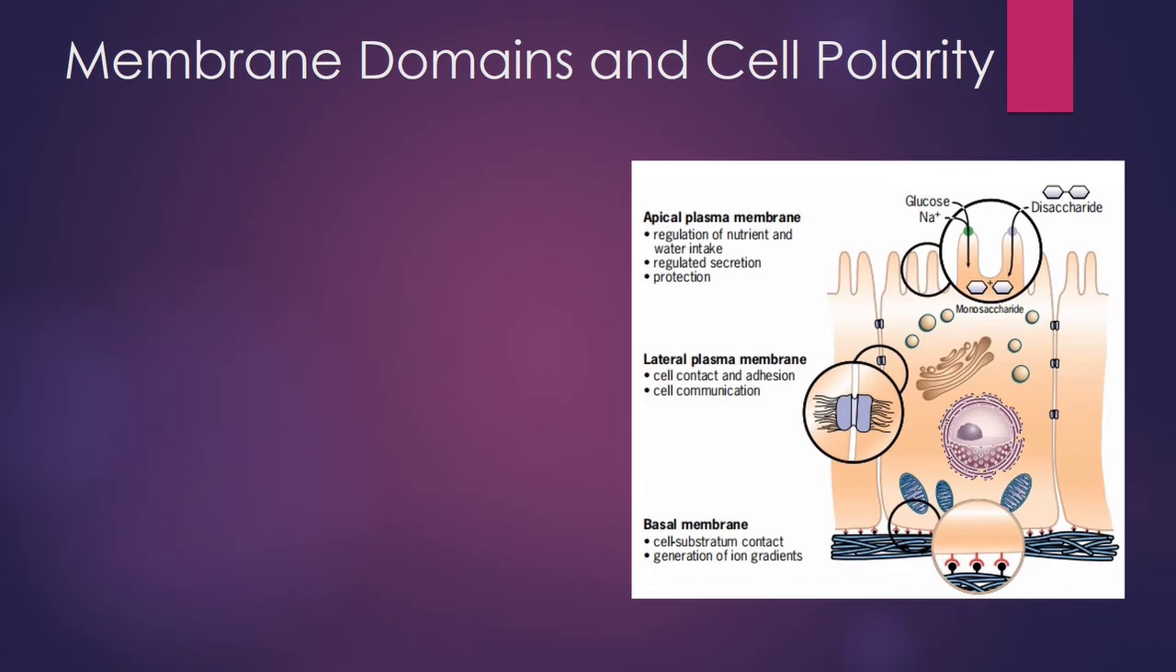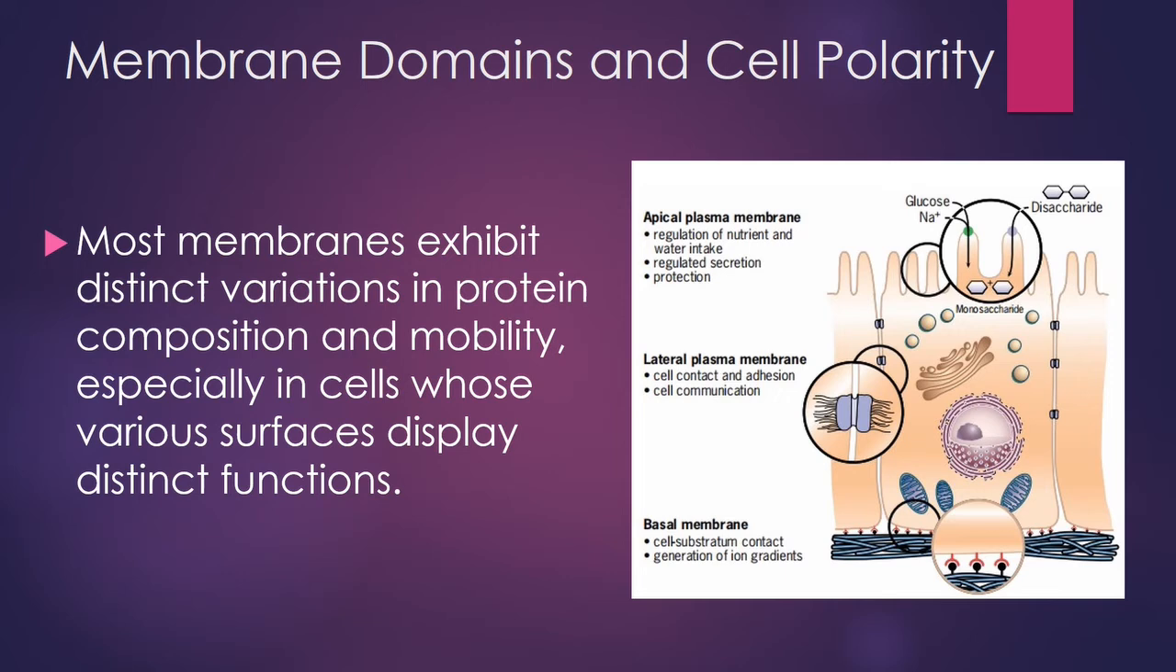Membrane domains and cell polarity. For the most part, studies of membrane dynamics, such as those discussed above, are carried out on the relatively homogeneous plasma membrane situated at the upper or lower surface of the cell in culture. Most membranes exhibit distinct variation in protein composition and mobility, especially in cells whose various surfaces display distinct functions, as illustrated in the figure.